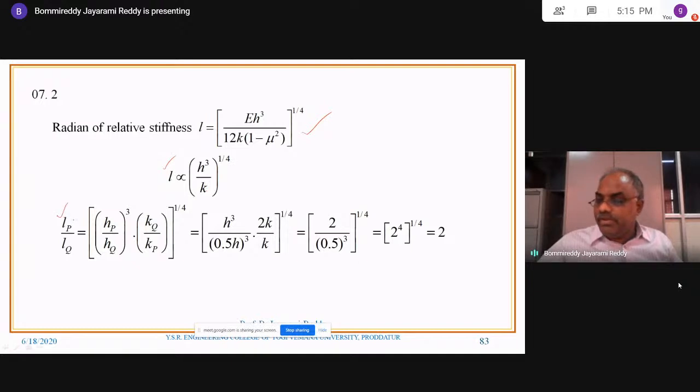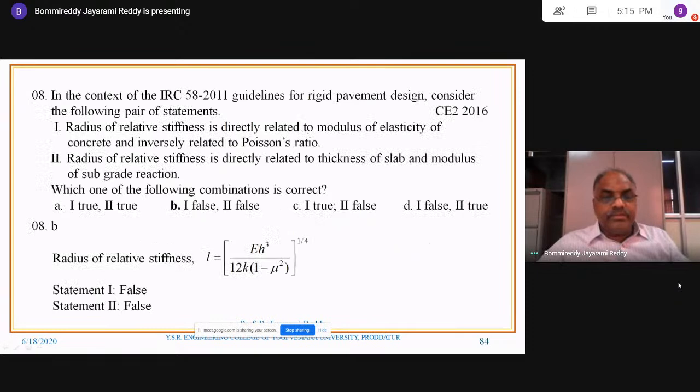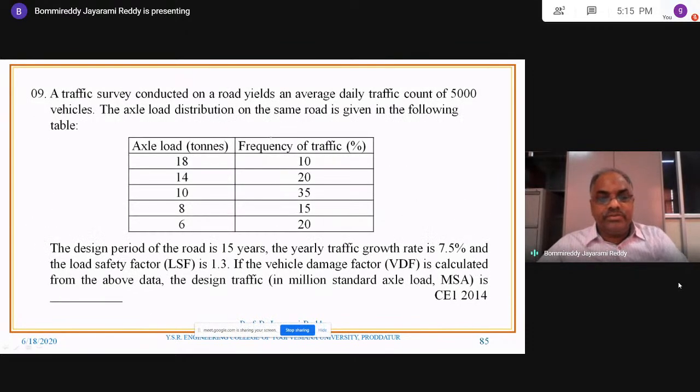So LP by LQ is equal to HP by HQ whole cubed, times KQ by KP, whole to the power of 1 by 4, and appropriately substituting the values given, the ratio becomes equal to 2. So to answer this, you need to remember this formula for the radius of relative stiffness. Then it's a theoretical question, you can easily understand.